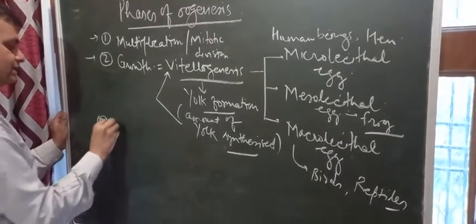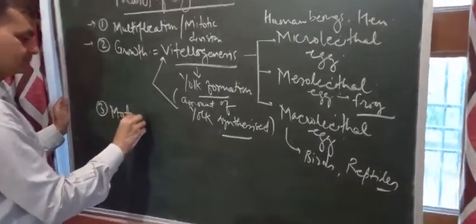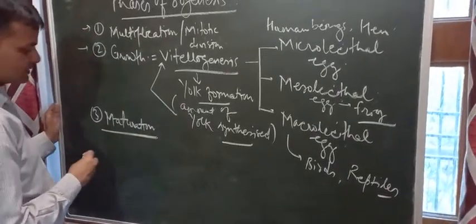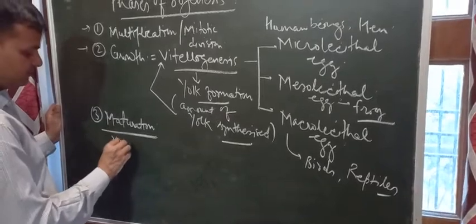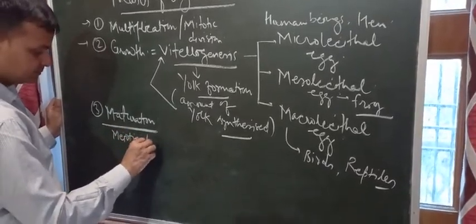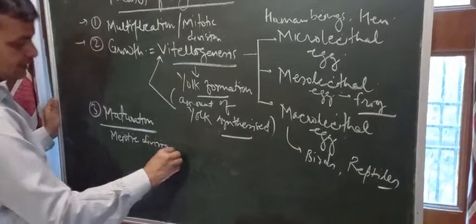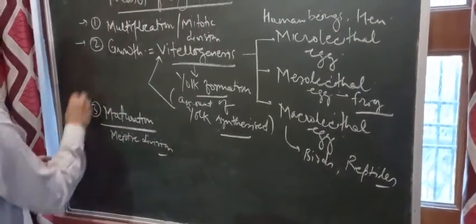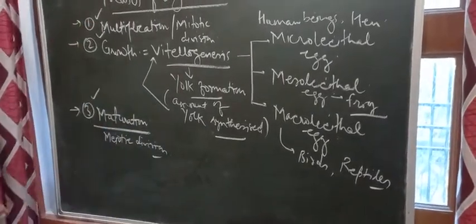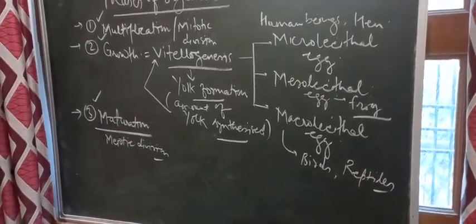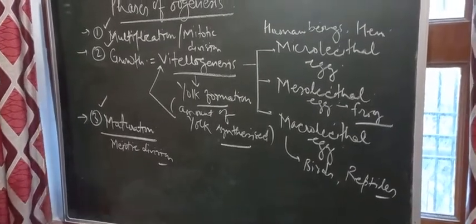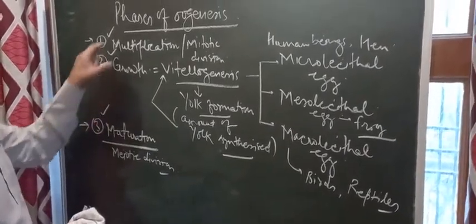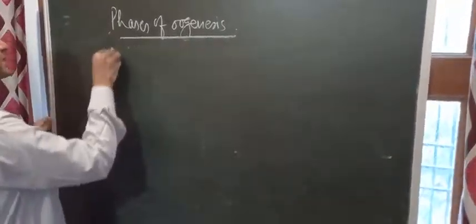The third phase is the maturation phase, and the maturation, this process is actually a type of meiotic division which is going to form the haploid egg. So these are the three phases of gamete formation which we have to see in this topic. Right. Now, under these three subheadings we are going to see the process of oogenesis. The first is multiplication.